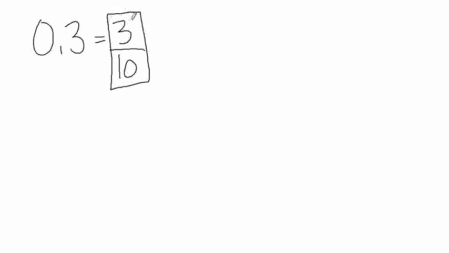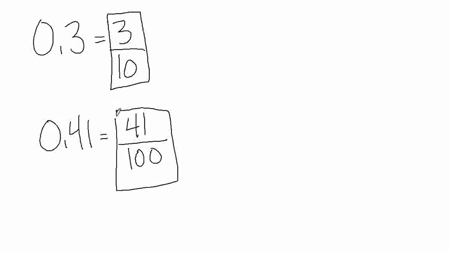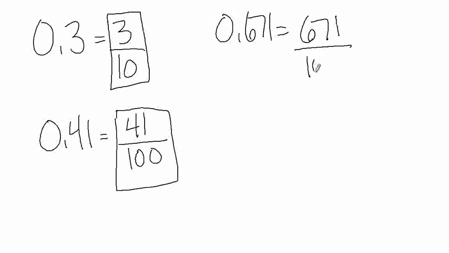You may not have to, but that's the starting point, okay? So, for example, 0.3 is equal to 3 over 10. 0.41 has two numbers to the right of the decimal, so we're going to use 100 for the denominator for that example. Okay? And 0.671 has three numbers to the right of the decimal, so we're going to use 1000 for the denominator.